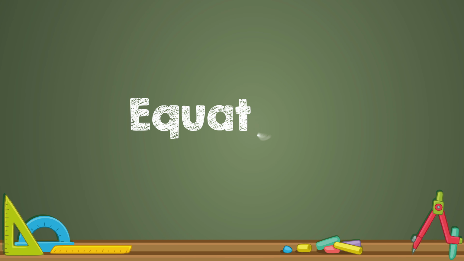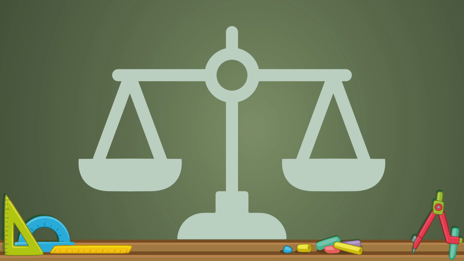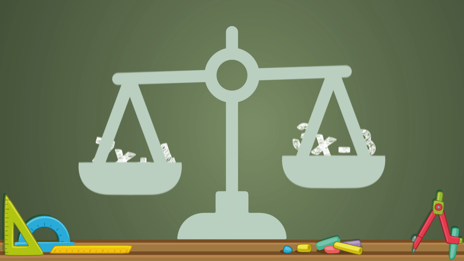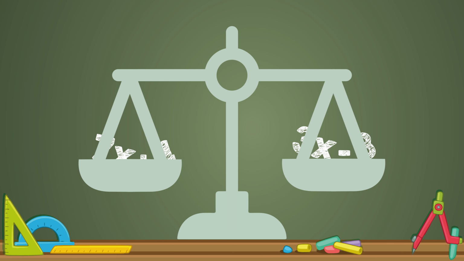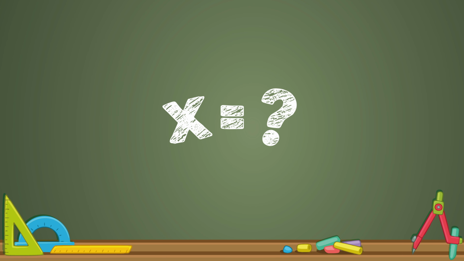An equation can be compared to a balance. Both sides must be the same to stay in balance. So we know that the left side is worth exactly as much as the right side. We just have to find the unknown.